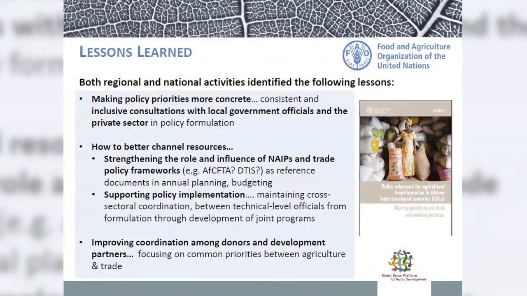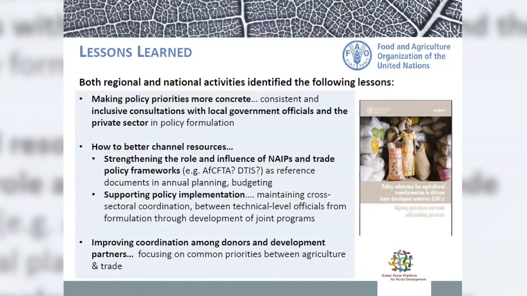However, as we saw with the budget alignment, the role and influence of the NIAPs in actual annual planning and budgeting is somewhat weak and can be strengthened, in order to make sure that the resources spent in identifying priorities actually lead to the implementation of those priorities. And in the case of trade policy frameworks, as we mentioned before, there is no equivalent of CAADP, the CFTA. In the meantime, we focused on the DTIS, but again, any resources spent in prioritization, their links with annual planning and budgeting can be improved.